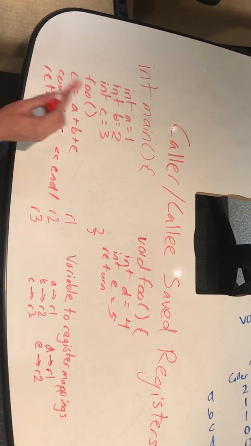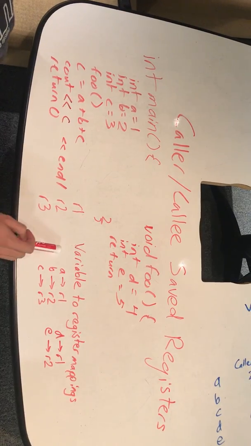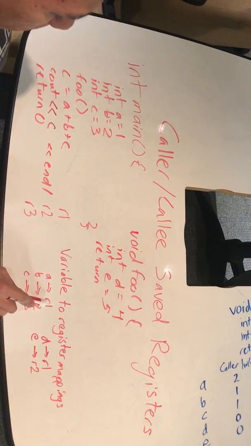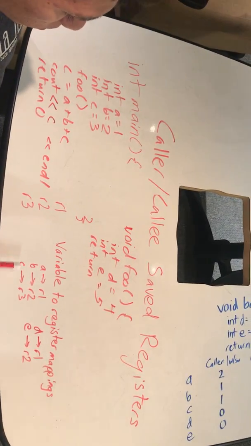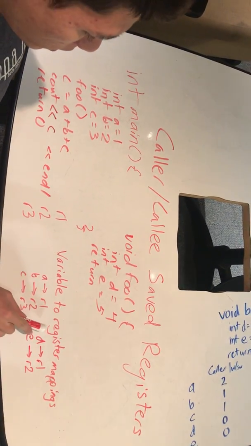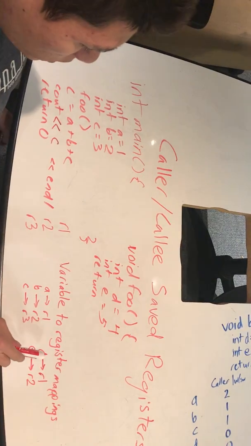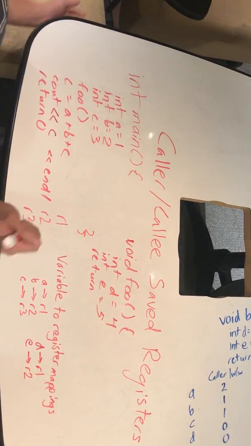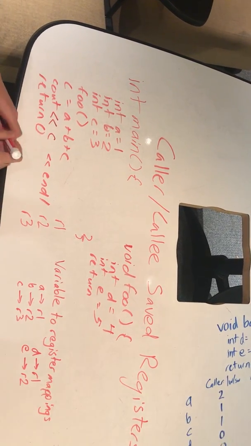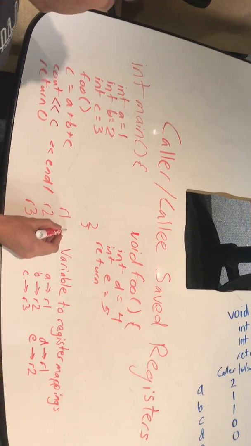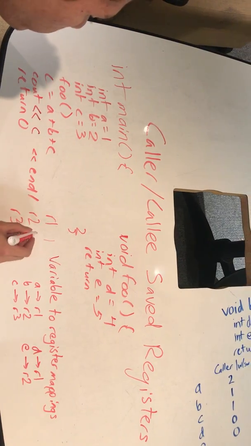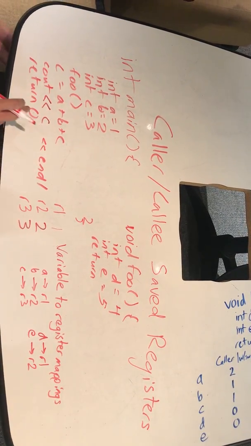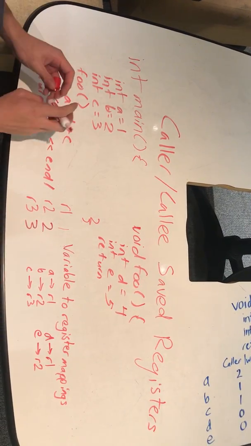Say we have the following variable to register mappings. A is mapped to register 1, B to register 2, C to register 3, and then D and E, which are foo's variables, D's mapped to register 1, and E is mapped to register 2. If we were to run this code, we'd get a 1 for A in register 1, a 2 in register 2, and a 3 in register 3. And then foo would get called.